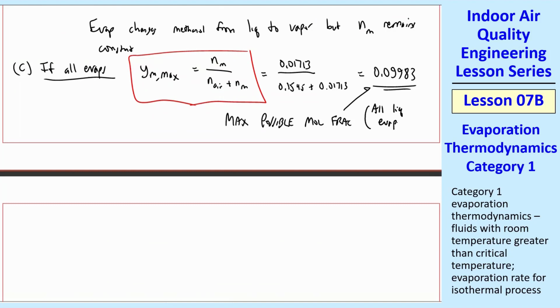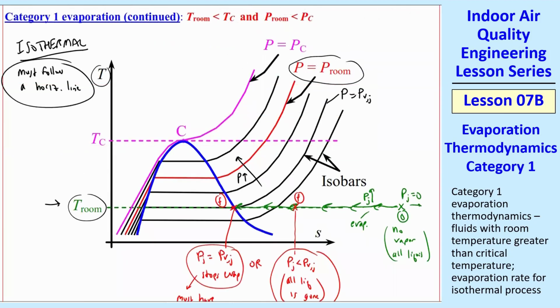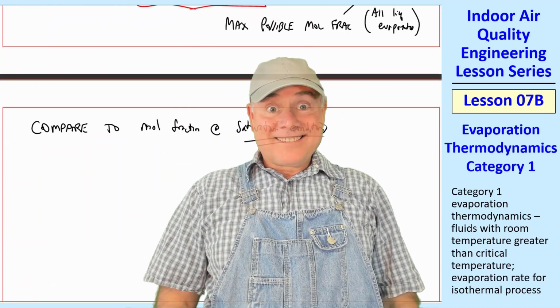All the liquid evaporates. Now the question is, does it all evaporate? Well, the next procedure here is to compare to the mole fraction at saturation conditions. If we keep going all the way to the steady state conditions, we'll have Pj equal Pvj. If we don't have enough liquid, remember we go to this case. So I basically calculated this case now, and now I want to calculate this case and see whether we have enough liquid to do that or not.